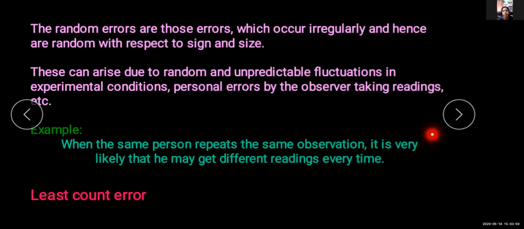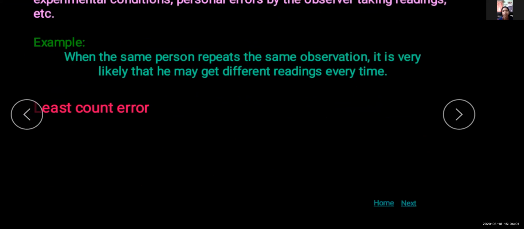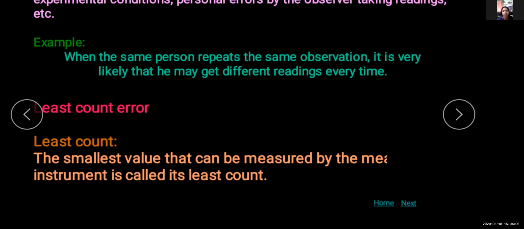Okay. Next is least count error. What is least count error? Least count is the smallest value that can be measured by a measuring instrument. The quality of a measuring instrument is recognized by its least count. The least count of a measuring instrument is the smallest quantity which it is capable of measuring.